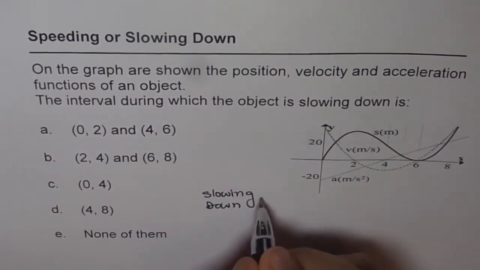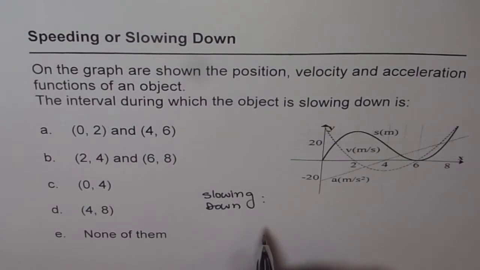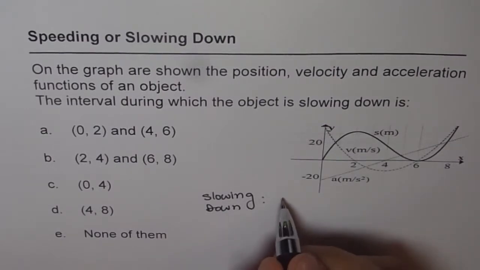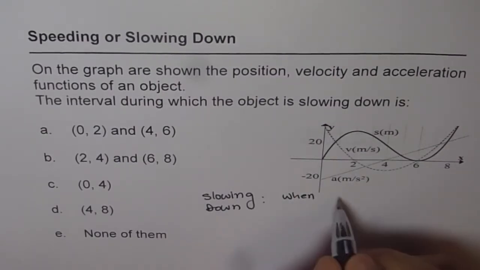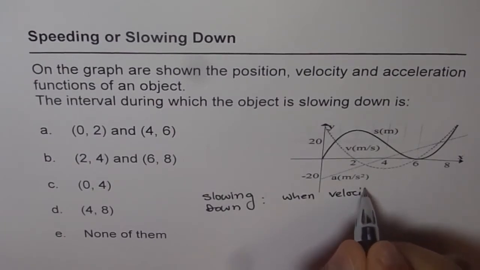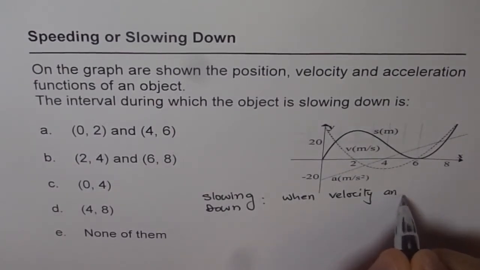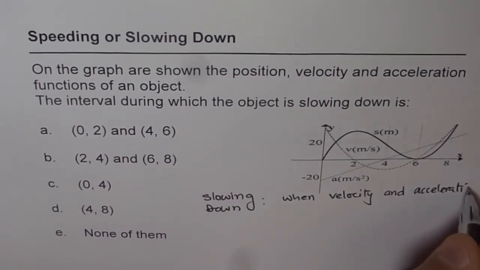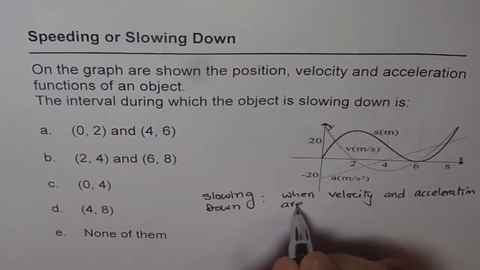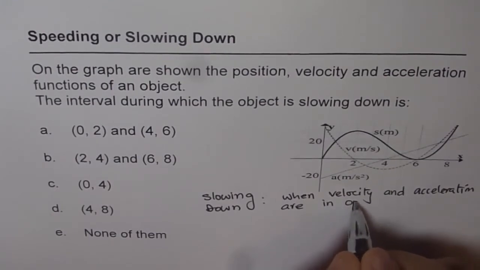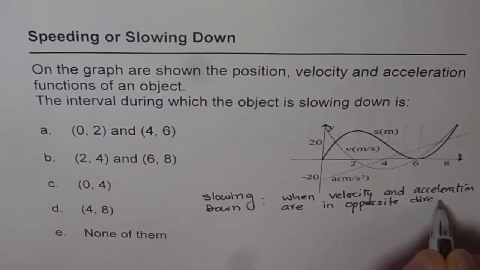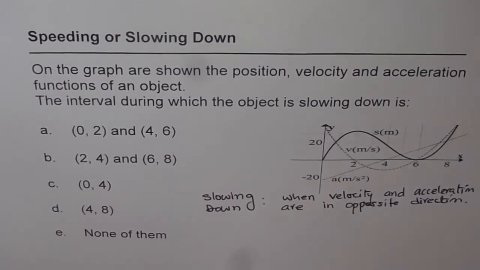Can you help me? The object is slowing down when velocity and acceleration are in opposite directions. So it is when velocity and acceleration are in opposite direction. So that is the key to answer this question.